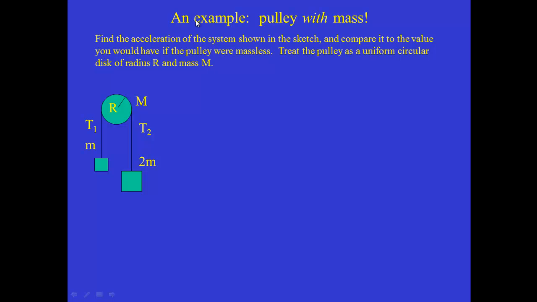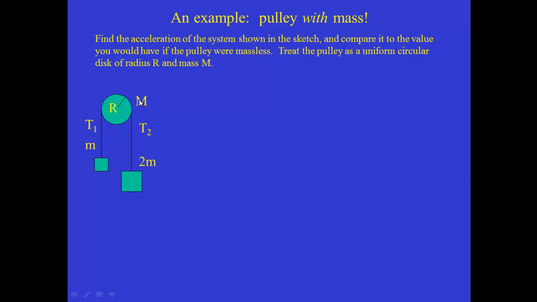Now here's an example where we're going to use our new version of Newton's second law for rotational motion to analyze the motion of a relatively familiar system. Imagine that we have a cylinder of radius r, and it's got a string wrapped around it and two masses hanging from the string on either side. When we did these problems before, we treated this cylinder like a pulley that had no mass.